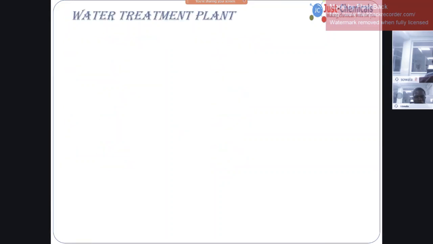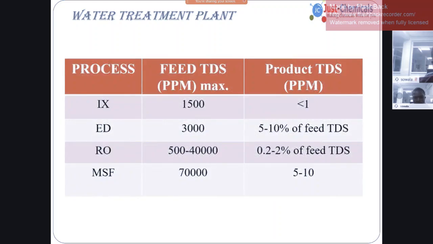So what we have in water treatment today: one is, I can reduce these TDS through ion exchange. The feed TDS can be a maximum of 1500 ppm, and the product TDS I can get below 1 ppm, or maybe further below by a mixed bed application. Then electrodeionization, where the feed TDS can be 3000 and the product TDS can be reduced to 5 to 10% of the feed TDS. Then reverse osmosis, 500 to 40,000.